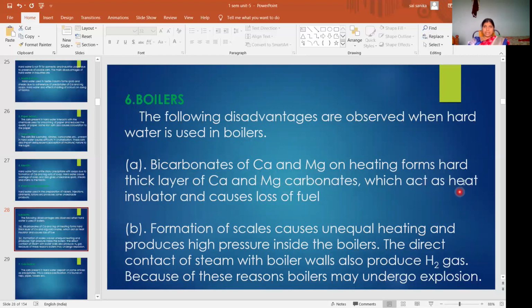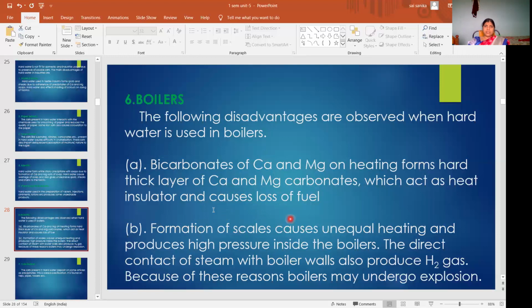And this thick layer acts as what? A heat insulator, it will not supply the heat. So due to that, what happens there? Loss of fuel, fuel will be wasted. So if bicarbonate salts are present, a hard thick layer of calcium and magnesium carbonates will form, and it will act as a heat insulator and cause loss of fuel.